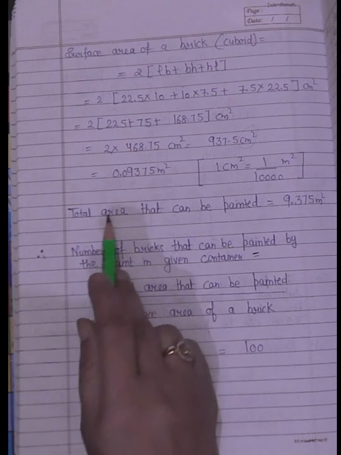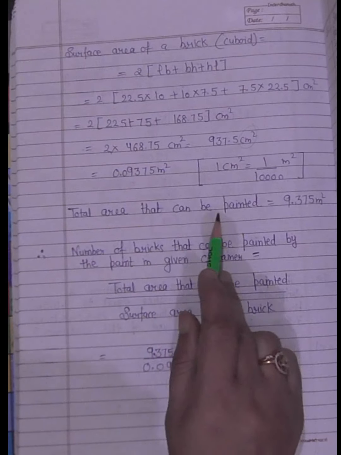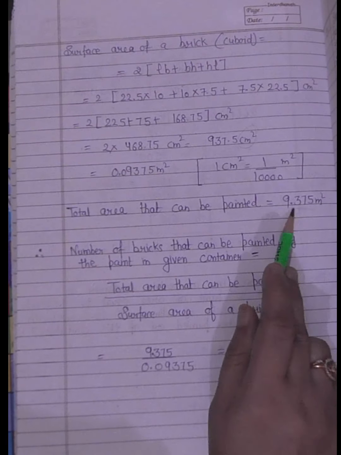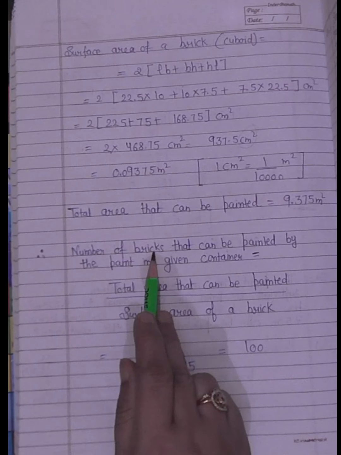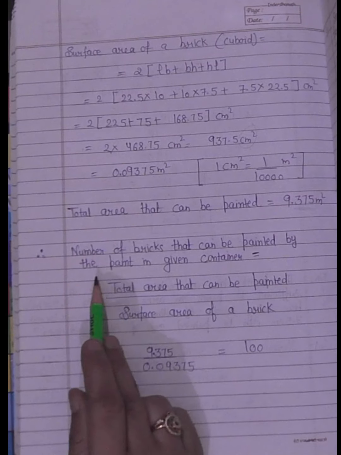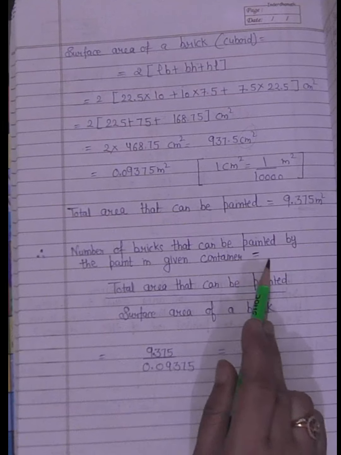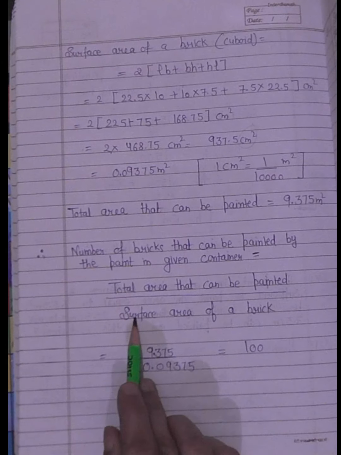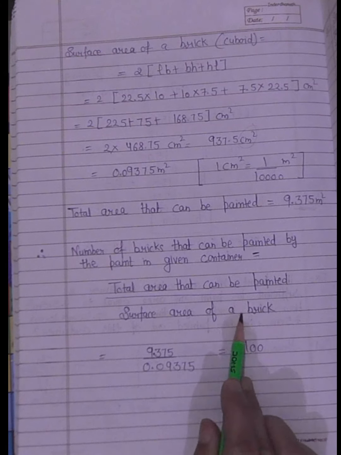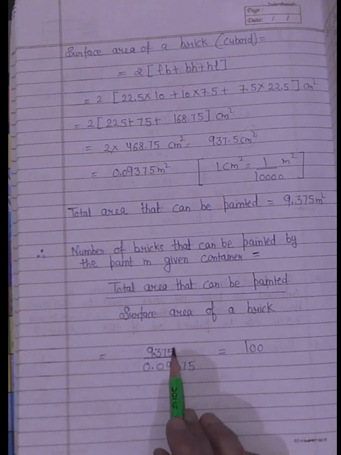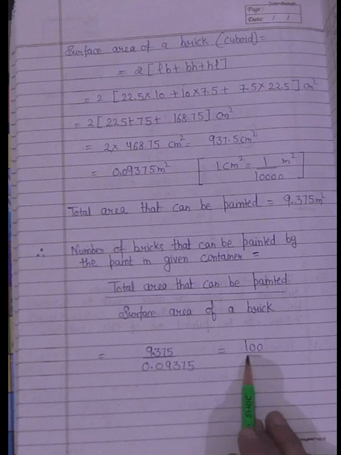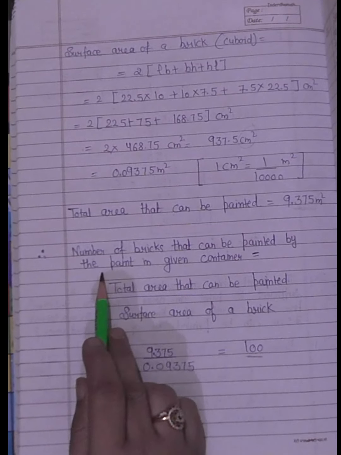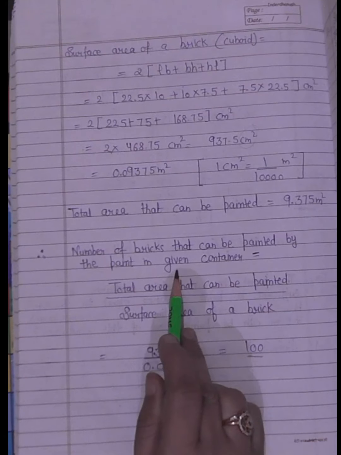0.09375 meters square. Now the total area that can be painted is 9.375 meters square. It is given. So the number of bricks that can be painted by the paint in the given container will be equal to the total area that can be painted divided by the surface area of a brick. After putting all the values, I am getting 100. So 100 bricks can be painted by the paint in the given container.